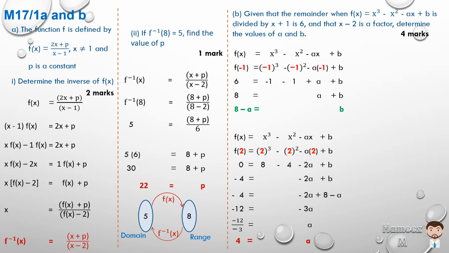And since we've solved for a, we can substitute into the first equation. We got 8 minus a is equal to b. And we just worked out a, so 8 minus 4 is equal to b, so b is equal to 4. So we found the solutions for both a and b.